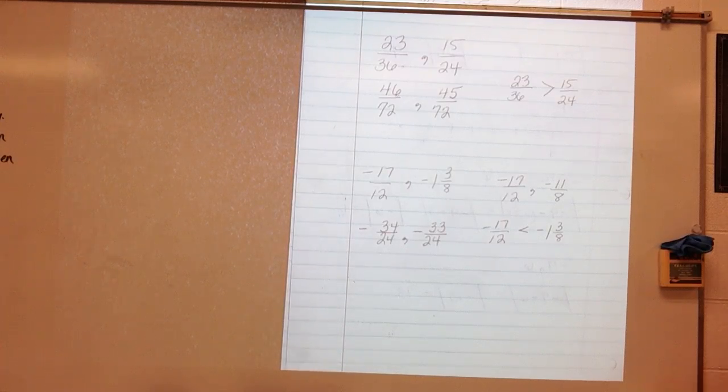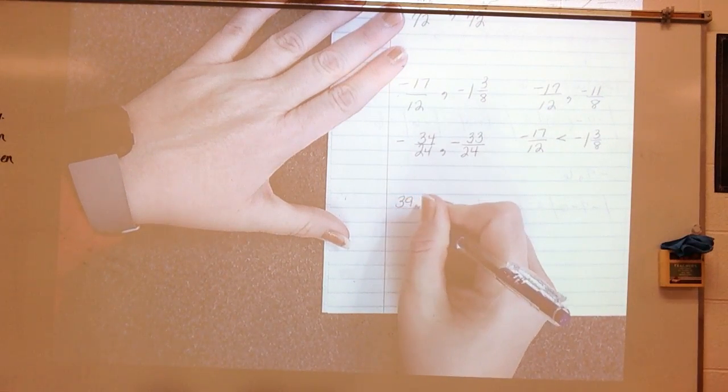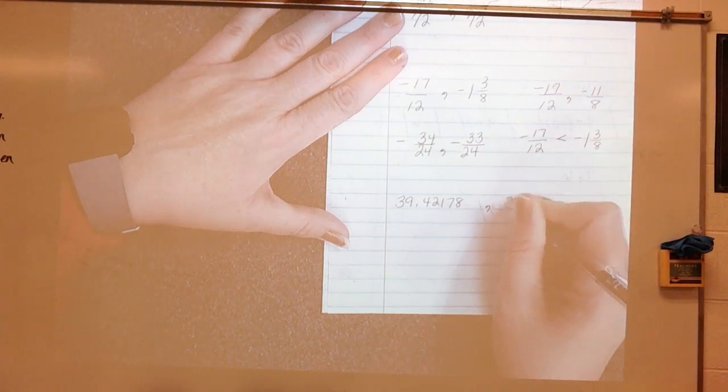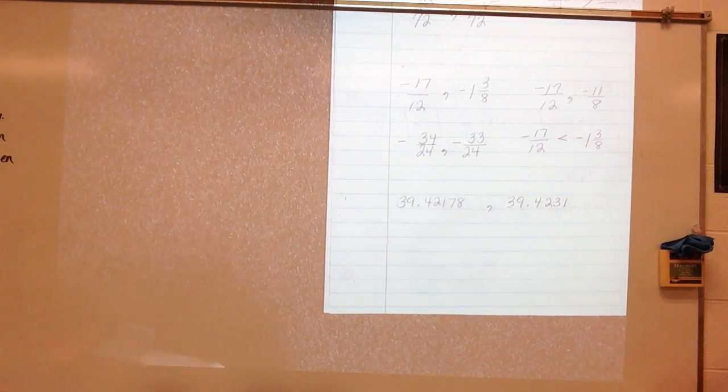Alright, what if I don't have fractions? What if I have decimals? What if I want to compare decimals? Let's say that I have these two decimals. Here's what I would do: I would line them up.